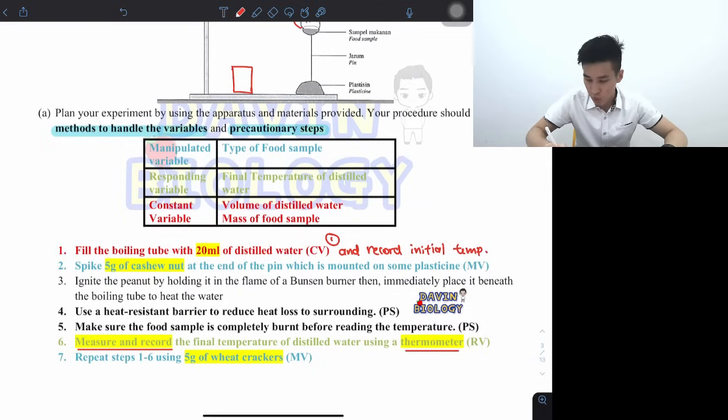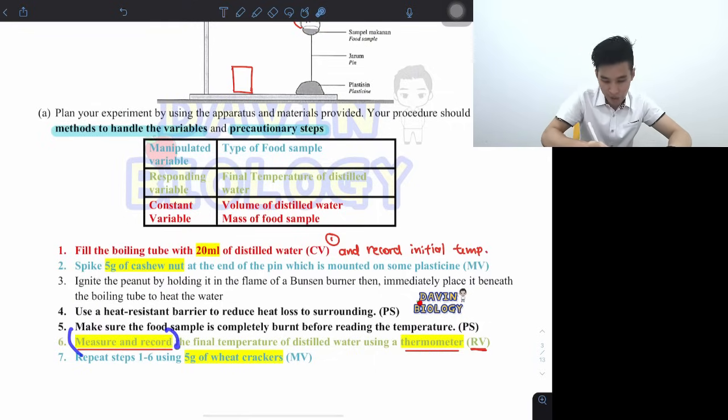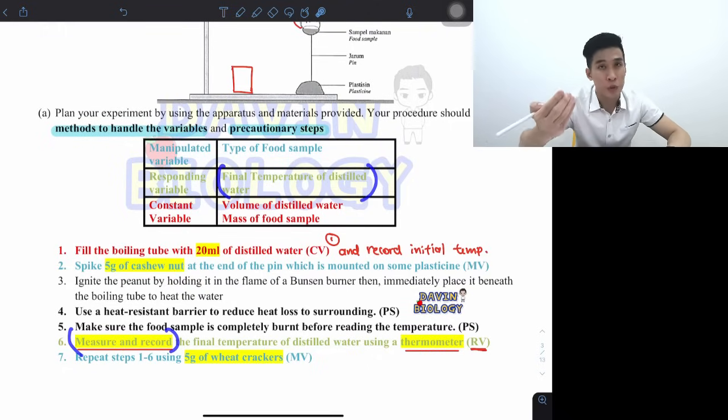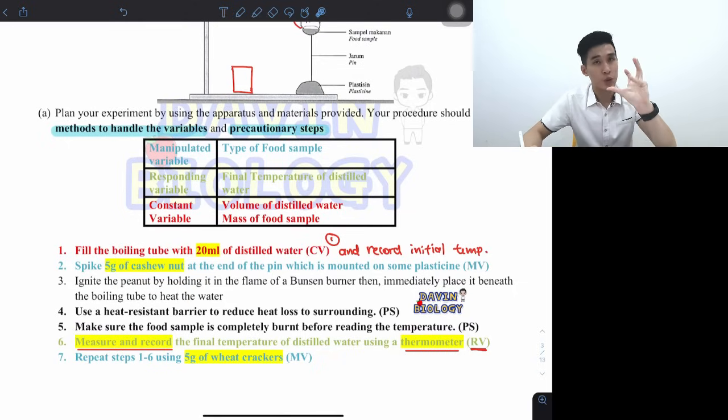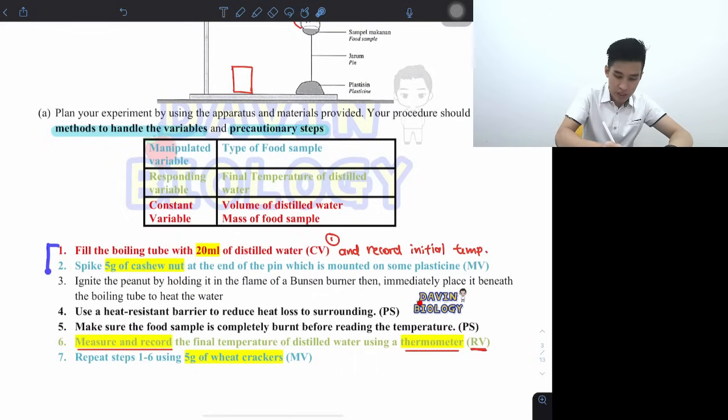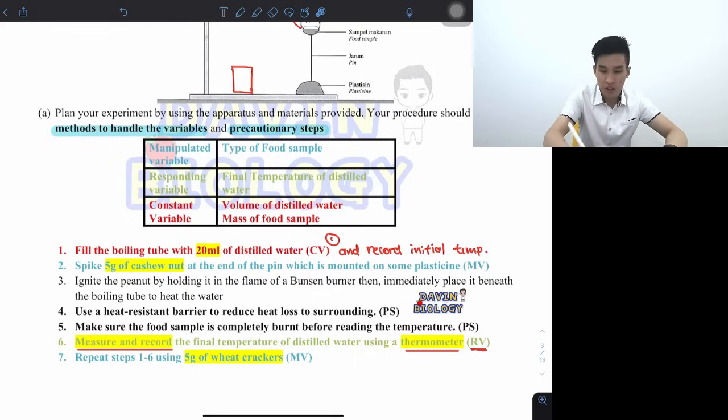So this is the responding variable point. How do you get the responding variable? You must say measure and record the final temperature. What apparatus do you use? We use a thermometer. So these 2 are the keywords. You're done already. You've got 1 more food, right? So you have to repeat all the steps using 5 grams of wheat cracker.